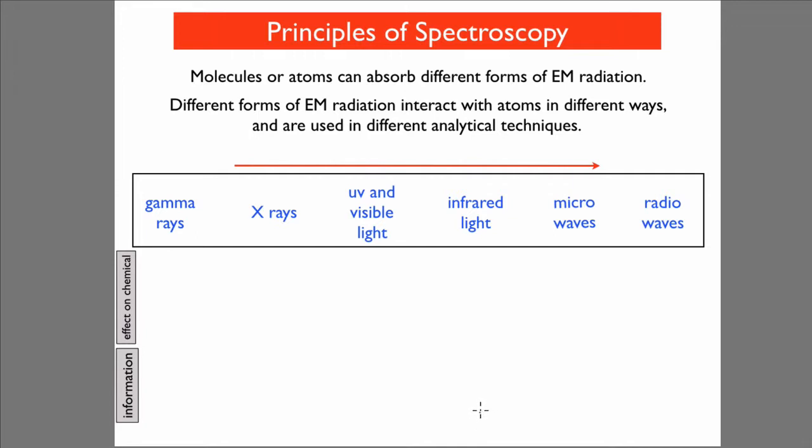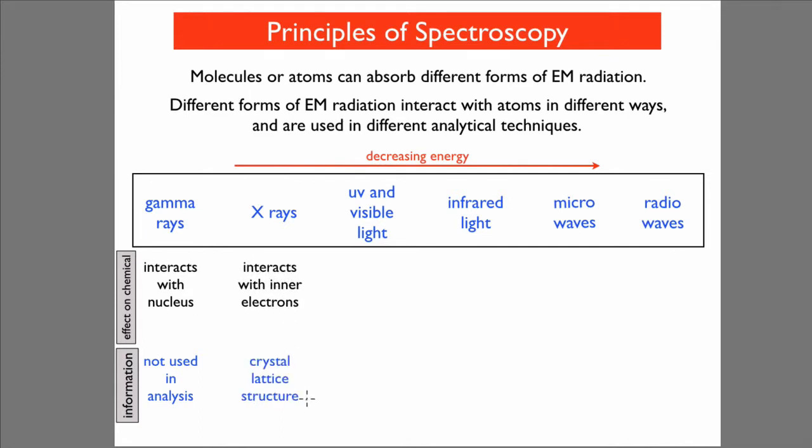Molecules or atoms can absorb different forms of electromagnetic radiation. Different forms of electromagnetic radiation interact with atoms in different ways, and they're used in different analytical techniques. So let's look at gamma rays first. Just remember that energy is decreasing as we go from gamma rays to radio waves. The effect on chemicals: gamma rays interact with the nucleus. However, we don't use gamma rays in analysis ever since the Hulk was created during a catastrophic accident in an experiment.